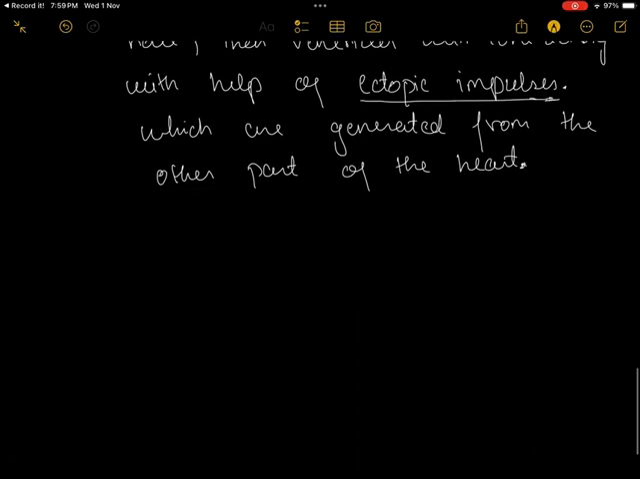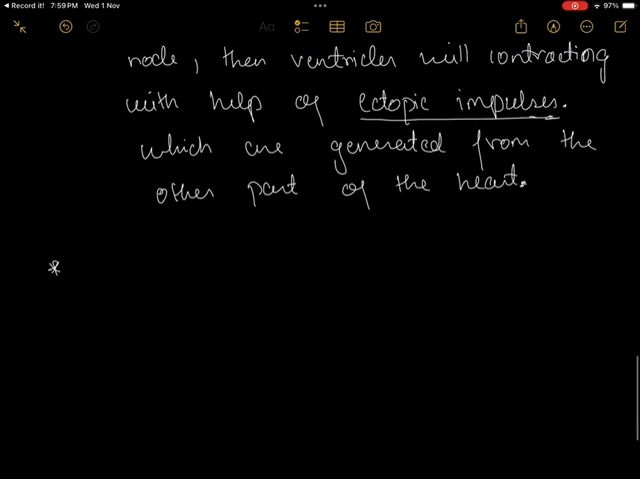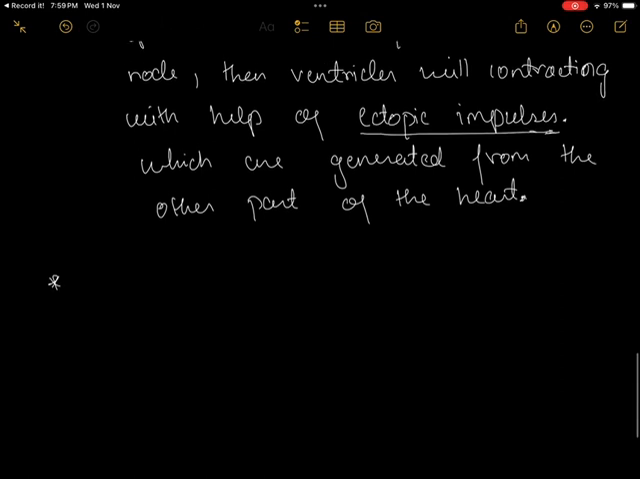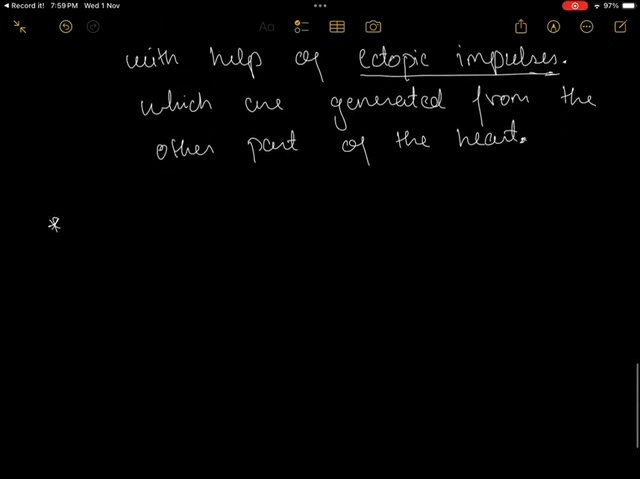So let us take it in the form of ECG. As I have mentioned, the ventricles will start contracting with the help of ectopic impulses. So there will be formation of the QRST complex in an altered form. If I explain in terms of ECG, as I have said, there will be cessation of P waves for some time whenever there is a sinoatrial blockage seen in the heart.